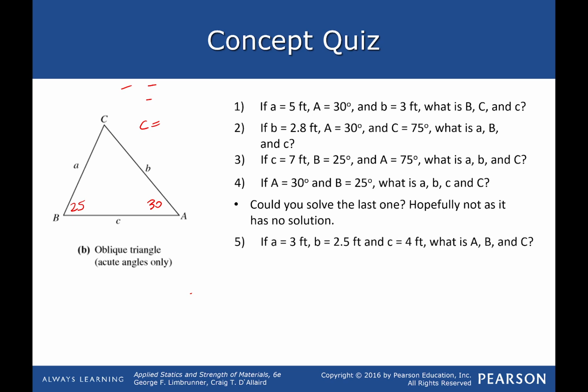Okay, let's do one more question right here. Let's see if we can solve this one. So A is equal to 3 feet, B is equal to 2.5 feet, and C is equal to 4. Okay, not too bad. I've got most of my stuff here. Now, I don't have my trig identity, but let's use law of sines to solve for this. So I have 3 over sine of A is equal to 2.5 over sine of B, which is equal to 4 over sine of C.